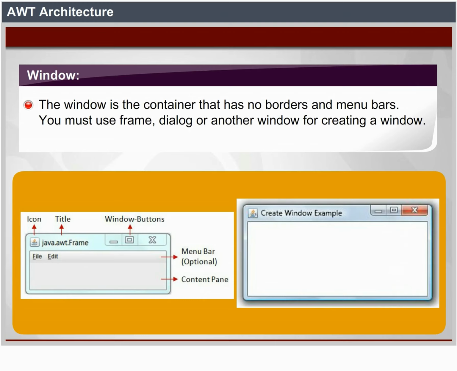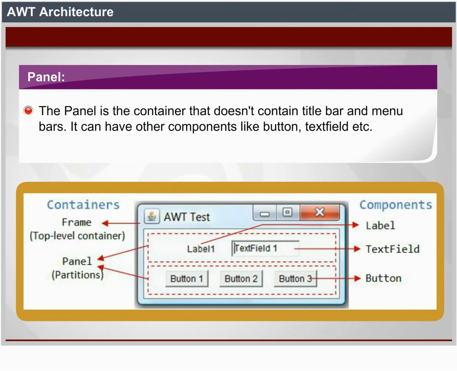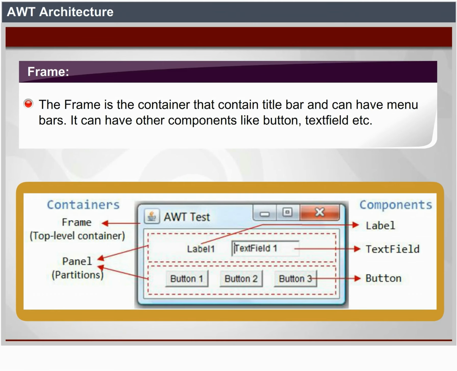Window. The window is the container that has no borders and menu bars. You must use a frame, dialog, or another window for creating a window. Panel. The panel is a container that doesn't contain a title bar and menu bars. It can have other components like buttons, text fields, etc. Frame. The frame is the container that contains a title bar and can have menu bars. It can have other components like buttons, text fields, etc.